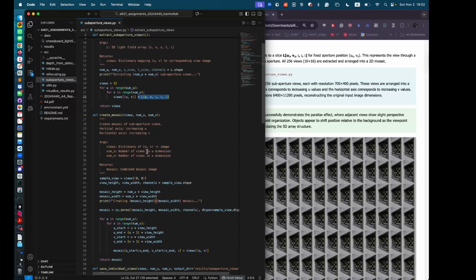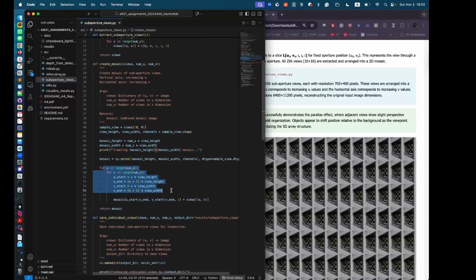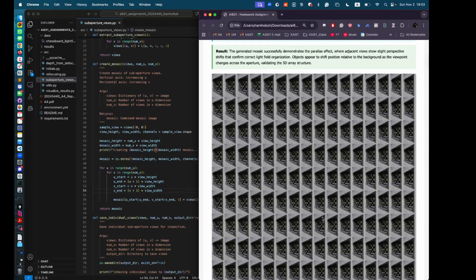So I guess the most interesting part is creating the mosaic. I have a function called create mosaic, and in this function, starting at line 26, we arrange all 256 views into a single large image. Lines 49 to 56 show the arrangement logic. In this nested for loop, the vertical axis corresponds to increasing U values, and the horizontal axis corresponds to increasing V values. The resulting mosaic, which you see here, is 6,400 by 11,200 pixels.